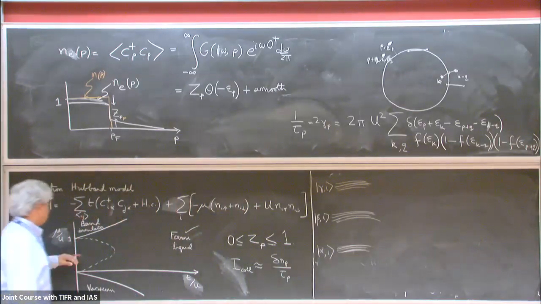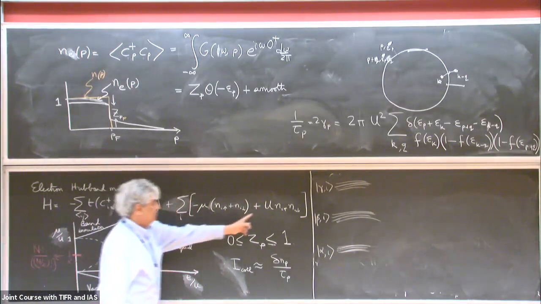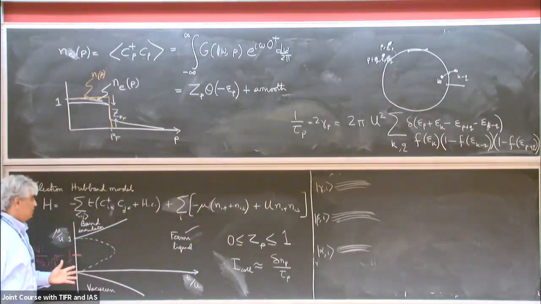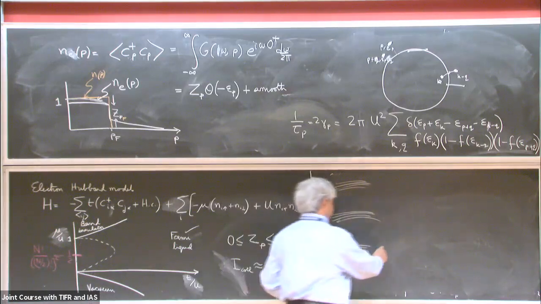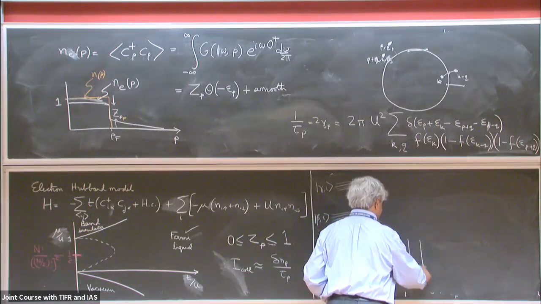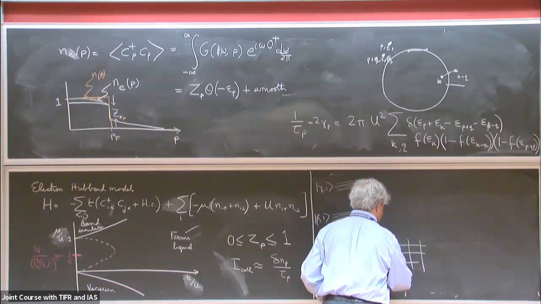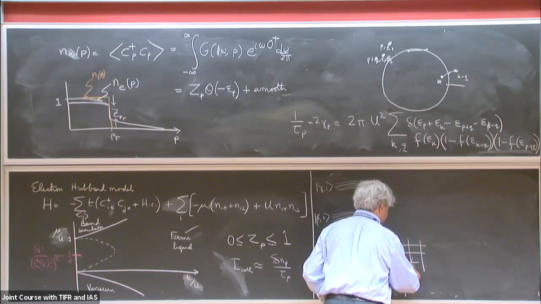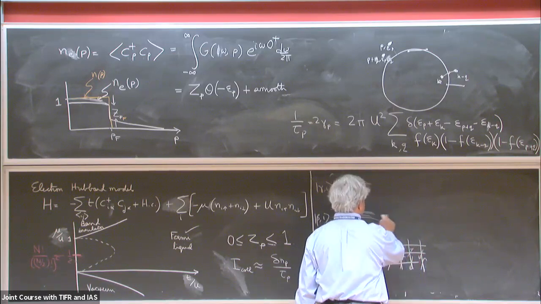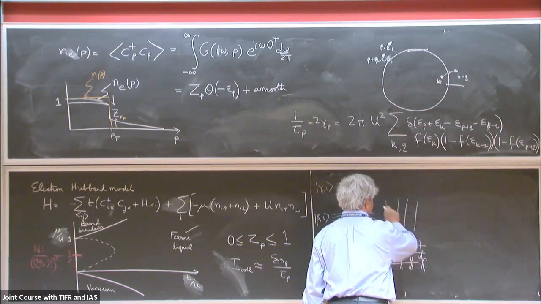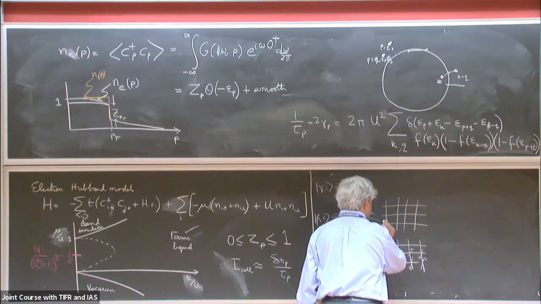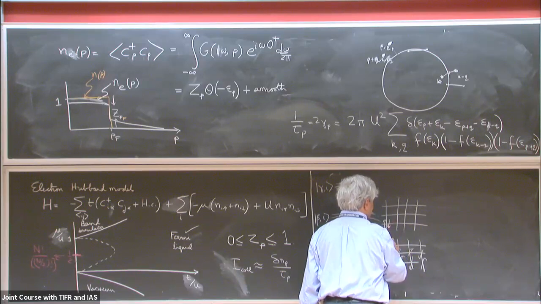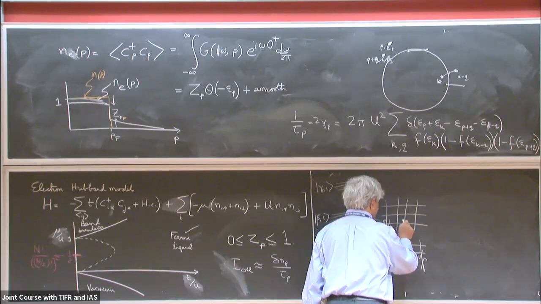So this problem here, when t is much smaller than U, is exactly of that type. The states over here have exactly one particle on every site. So the spins can be up or down, we don't know. Huge degeneracy, but there's exactly one particle on every site. Then there are states over here which have exactly one site that's doubly occupied, and one site that's empty.